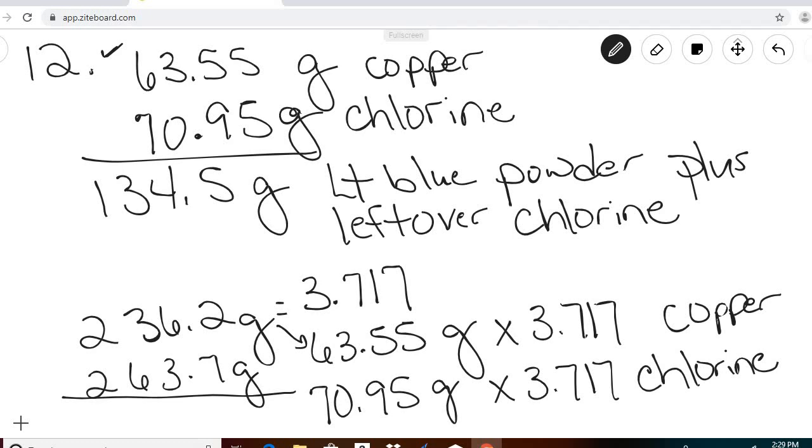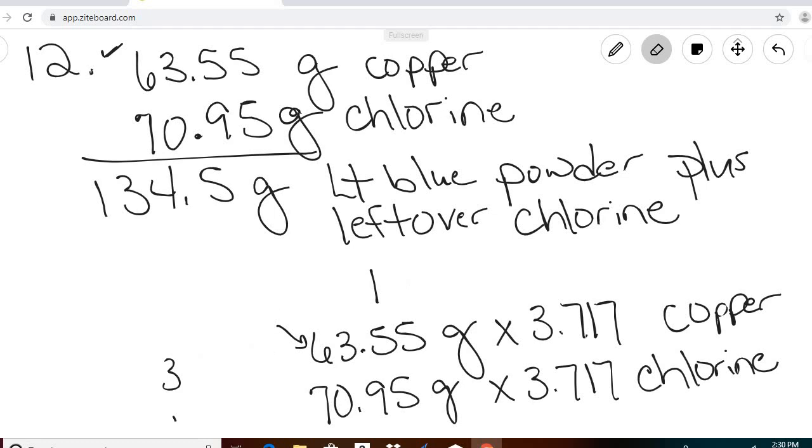Okay, and we check these because they should add up to what we were trying to make, which was 500. And that's going to come out to 499.9. That's close enough. Okay. So to make 500 grams of the light blue powder, we would need this much copper and this much chlorine. Okay, so that was part A. Let's move on to part B then.